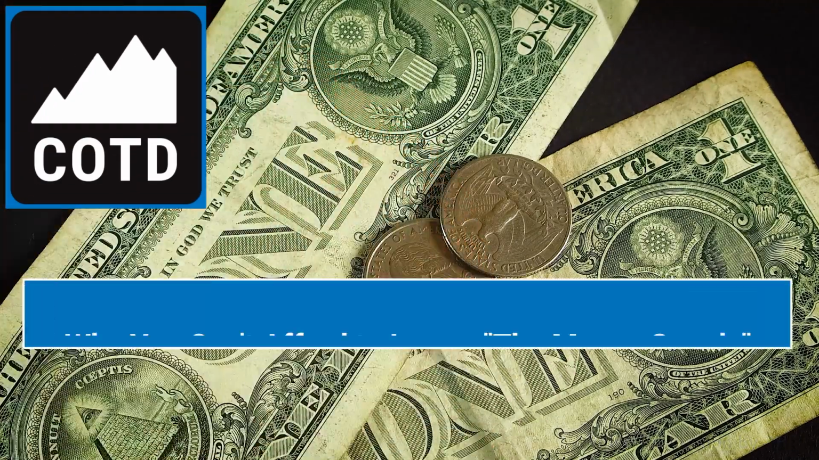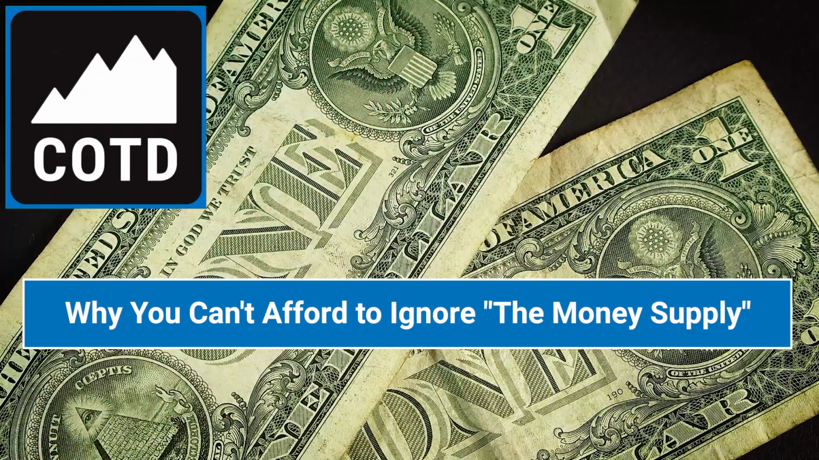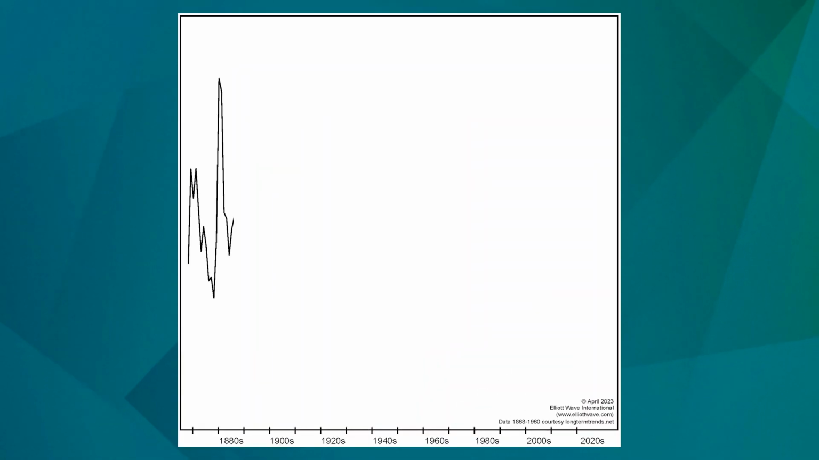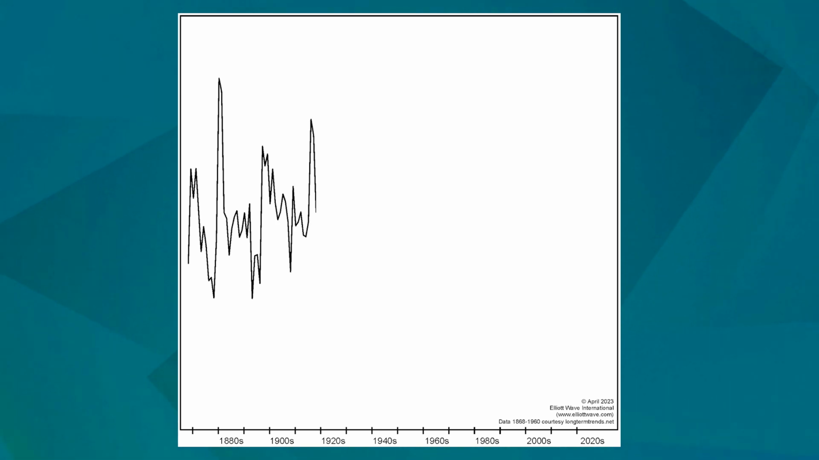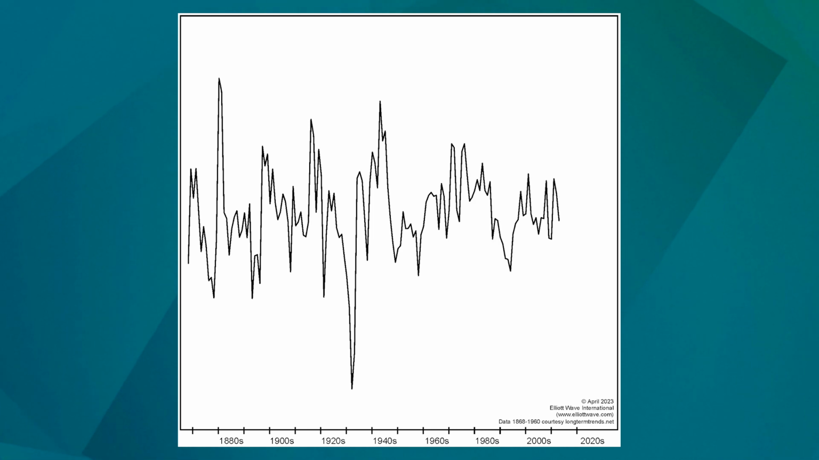I'm Robert Folsom. Why you can't afford to ignore the money supply. Here's a trend line you may not recognize, yet its relevance will quickly become all too clear. As financial charts go, this timeline is very long-term, from 1868 through March 2023.